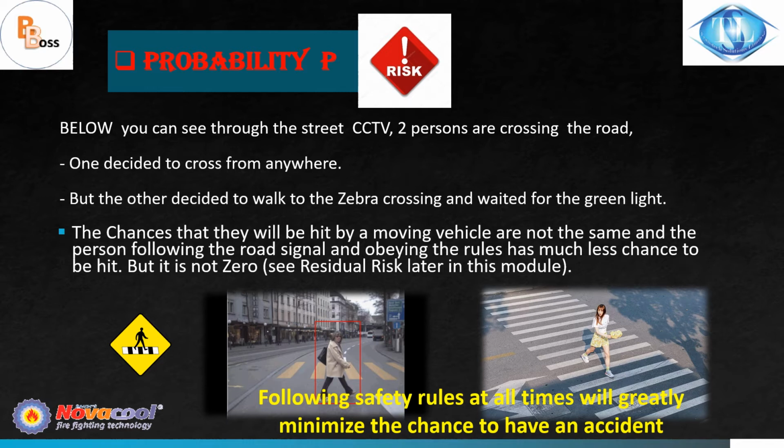The second element in risk is probability, or the chance for the accident to happen. You can see it from these two images taken by CCTV on the street. The girl decided to walk until the zebra crossing and wait until the green light comes and then cross. While this lady, for some reason, decided to cross from anywhere on the road. Obviously, the chance for one of them to be hit is different. And again, the lady who didn't follow the rule and crossed from anywhere on the road, the probability to get hit is much higher. And if the probability is higher, the risk again will be higher.